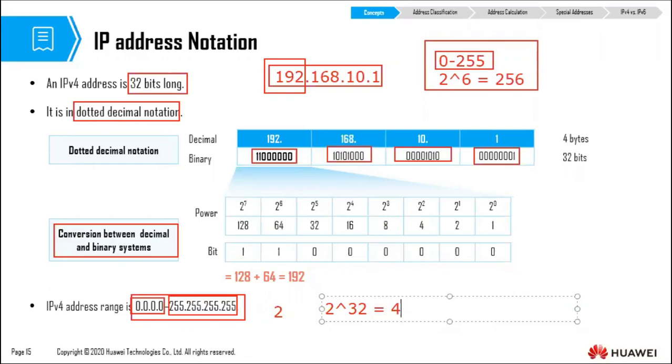2 raised to power 32, what do we get? Normally it is about 4.3 billion addresses.